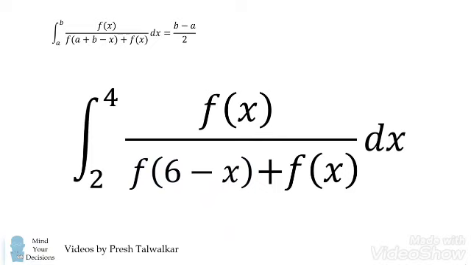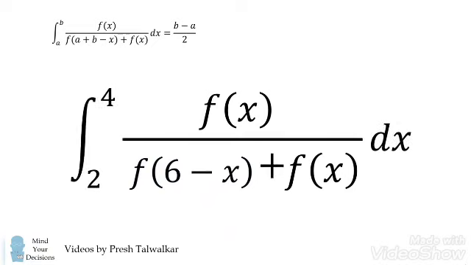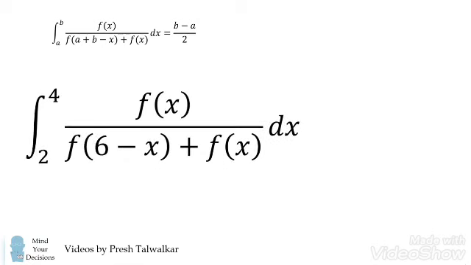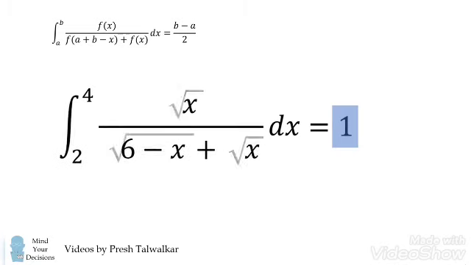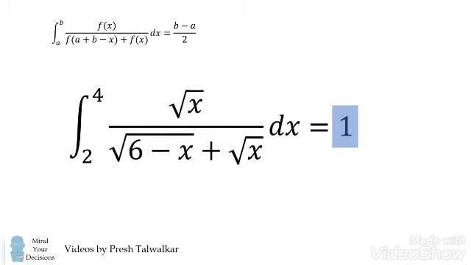This integral therefore follows this formula exactly, and we can then evaluate it as b minus a over 2. So this answer will be equal to 4 minus 2 all over 2. And the answer is 1. Incredible! We solved this complicated integral very simply using this formula.